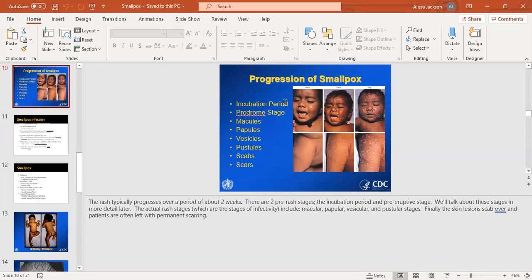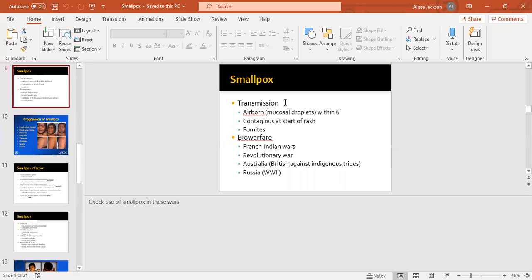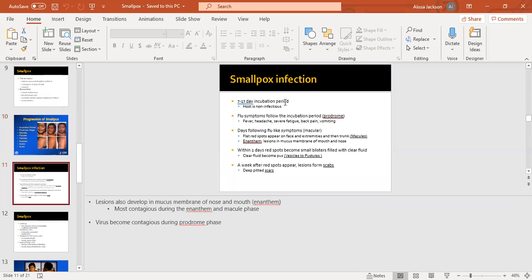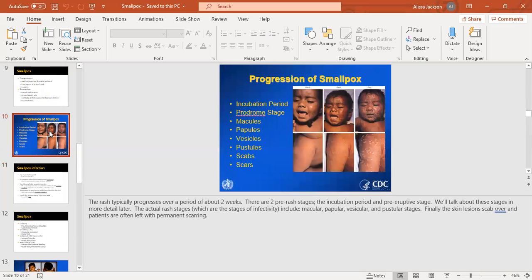Ooh, and maybe knowing the progression of smallpox. So for the progression, what are papules? What are papules? Because that kind of skips over them, but they're in the previous slide. Here, let me Google it real fast.